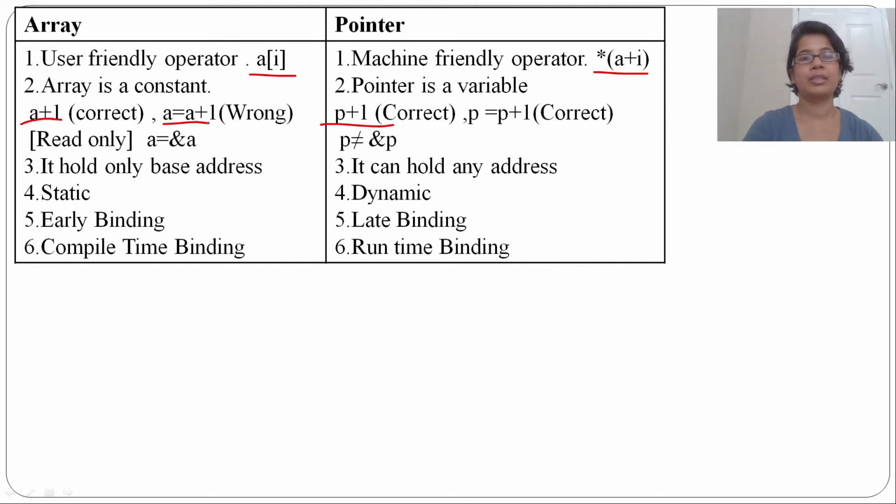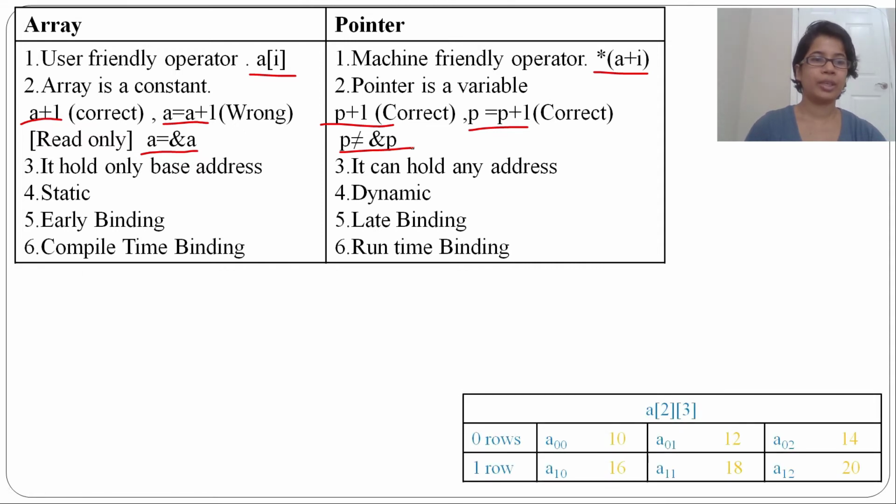It is constant, it is read only, it cannot be updated. But p can be written as p = p+1. And A always holds the address of A, while p doesn't hold the address of p. A holds the base address, p can hold any address. As it is a pointer, it holds the address of any other variable that it points to. Array is static, pointer is dynamic. Array is early binding, pointer is late binding. Or you can say array is compile time binding, pointer is runtime binding.